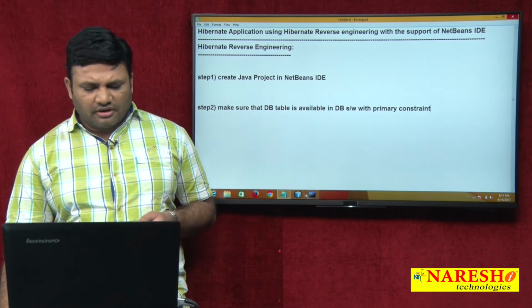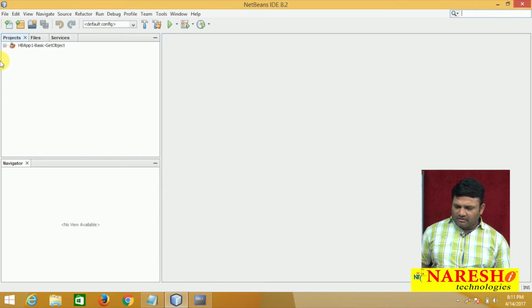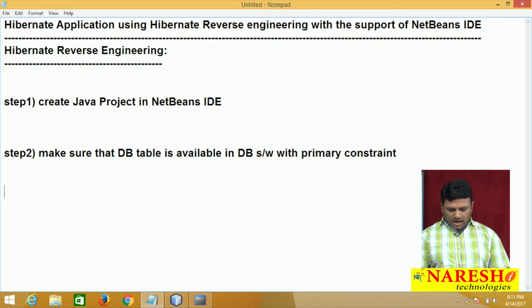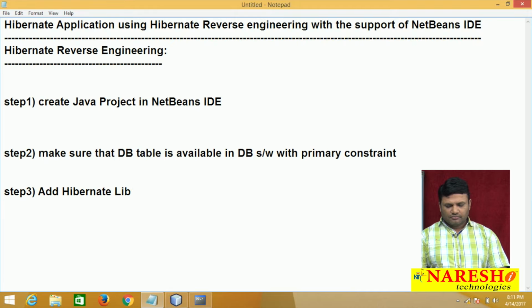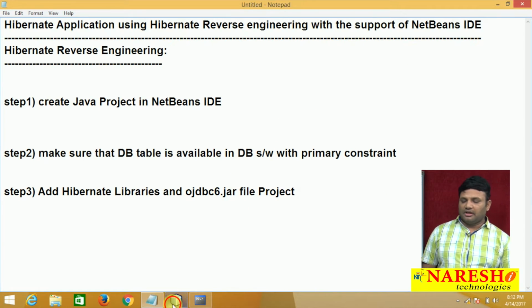So we are ready with the table, and the project is ready too. Let's go to the next step. Add Hibernate libraries and the OJDBC6.jar file to the project, because we have to use the API.